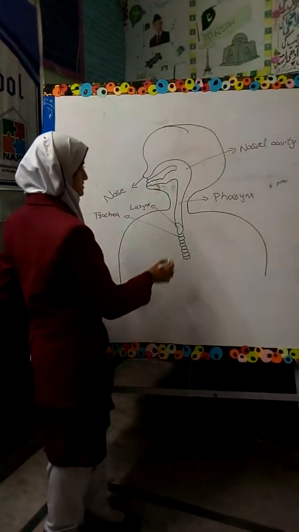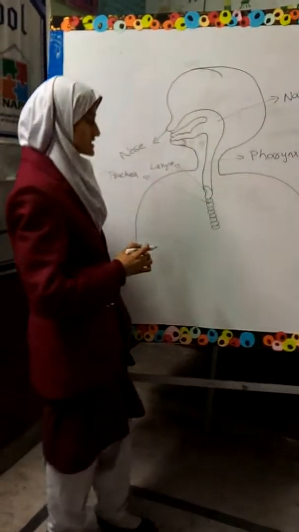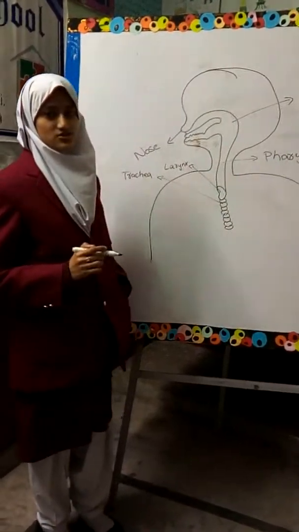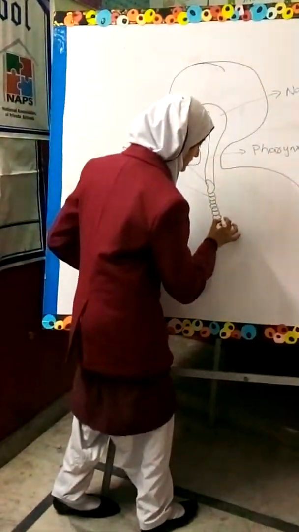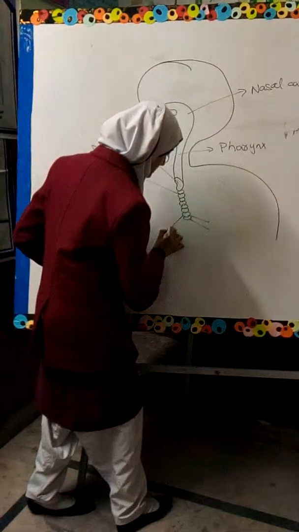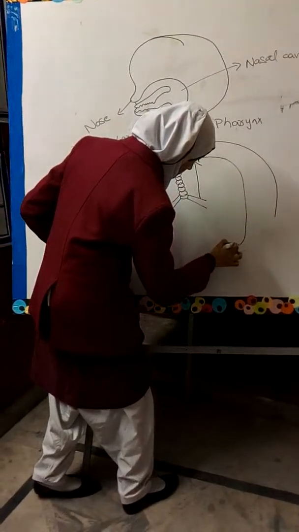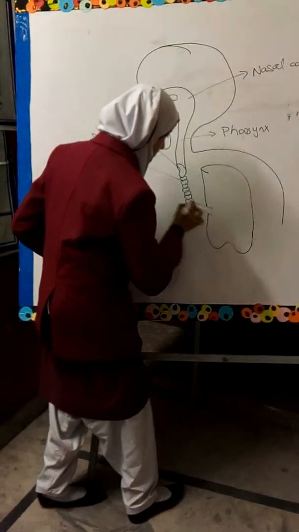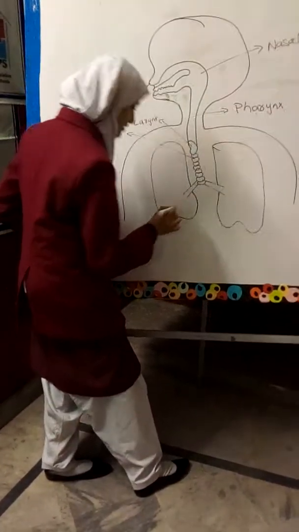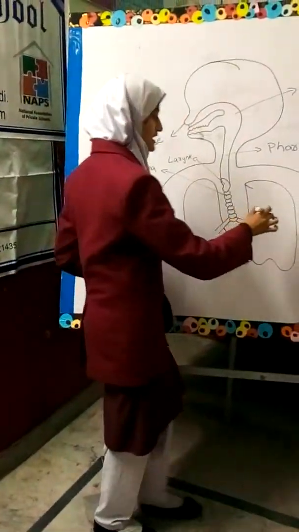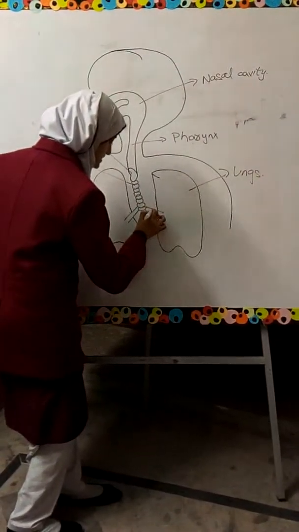And then our air enters the nasal cavity, and from the nasal cavity it comes into the pharynx and then into the larynx. The larynx is also called the voice box, and from the larynx it comes into our trachea, and from the trachea it comes into our bronchi. And from our bronchi it comes into our lungs. These are our lungs. These are called bronchi.